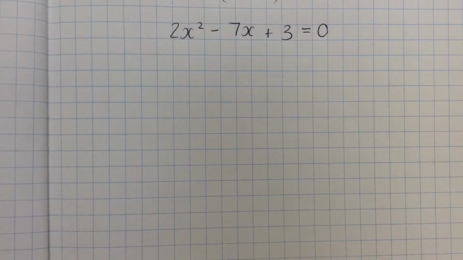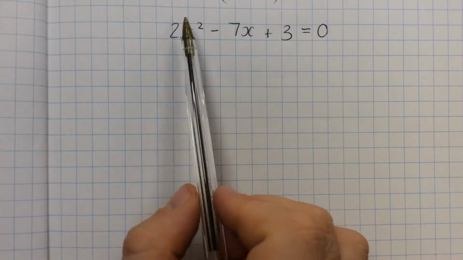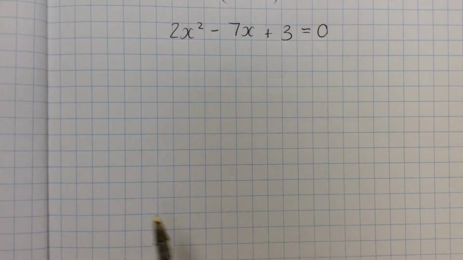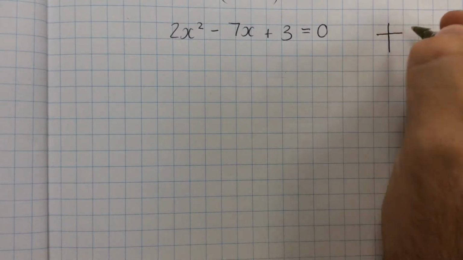So, solving a quadratic. Similar to the last two questions, we've got a quadratic expression. The only difference is there's an equals 0 on the end, so we've got to end up with x equals something. We start off exactly the same. We're going to factorise it.